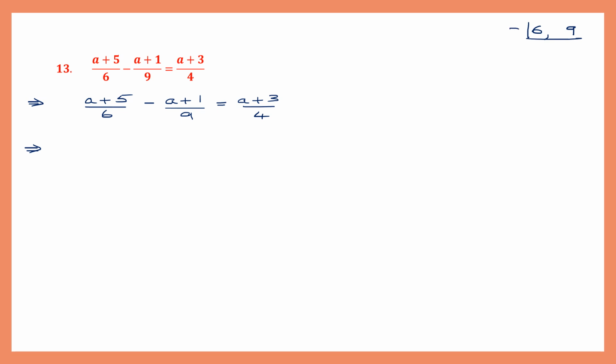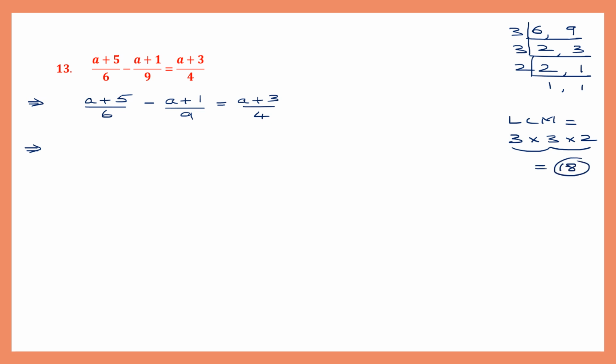We can begin with 3. 3 2s are 6. 3 3s are 9. Continue with 3, 2 and 1. Continue with 2, 1 and 1. So LCM is equal to 3 into 3 into 2. 3 3s are 9. 9 2s are 18. So the LCM is 18. We'll use that here. Looking at the first one, 6 into 3 is 18, so we have to multiply this whole thing by 3. Here 9 into 2 is 18, so we must multiply this whole thing by 2.